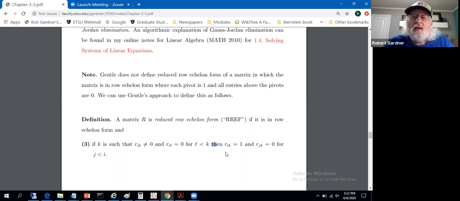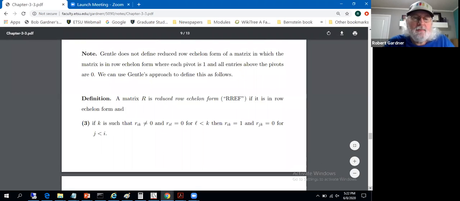Then R sub IK is 1, okay, we've made the pivots 1, and R sub JK equals 0 for J less than I. J less than I, it's closer to the top than it is to the sides. These are entries above. We're getting entries above R sub IK, and we're requiring those to be 0. Yeah, I want zeros above the pivots, and I want the pivots to be 1. That's what reduced row echelon form is.